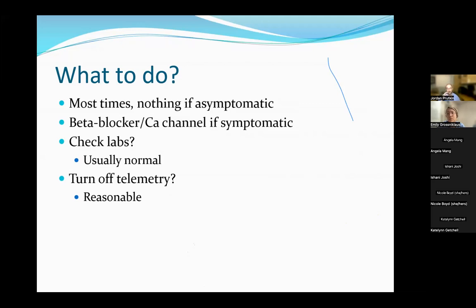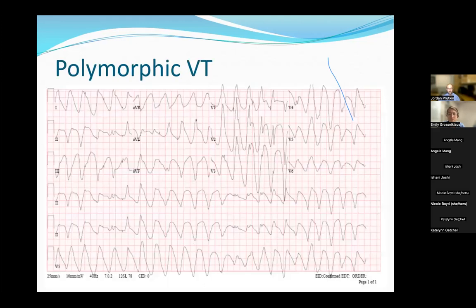Turning off telemetry is probably the right answer for a lot of people. We have way too many people on telemetry, and we're picking up rhythms that aren't clinically significant and use up resources by having people on telemetry. But most times for PVCs, you're not going to do anything about it.